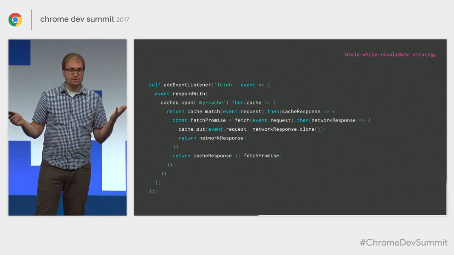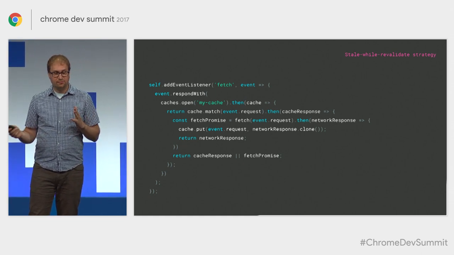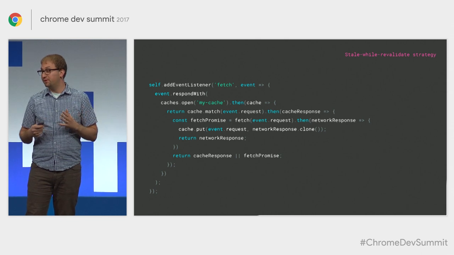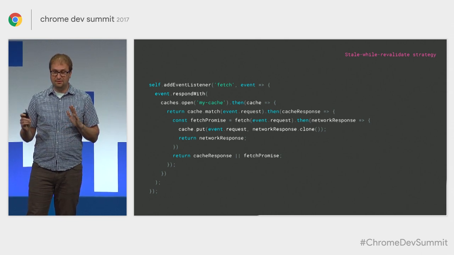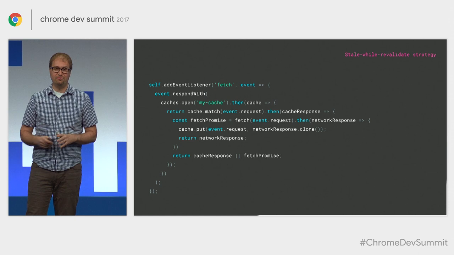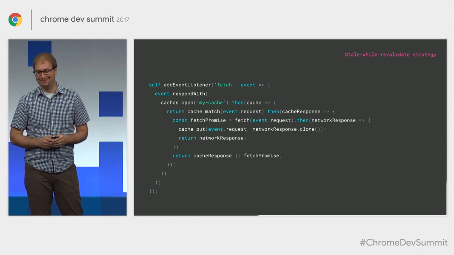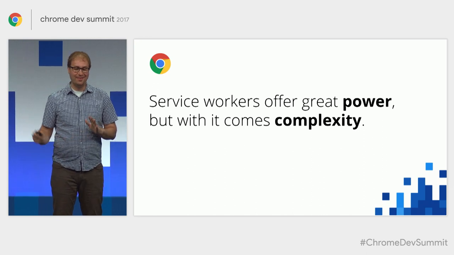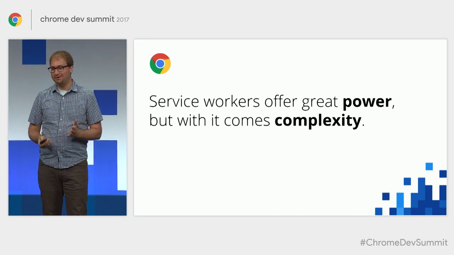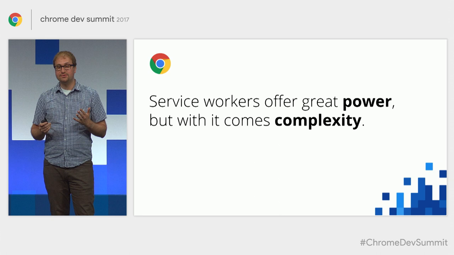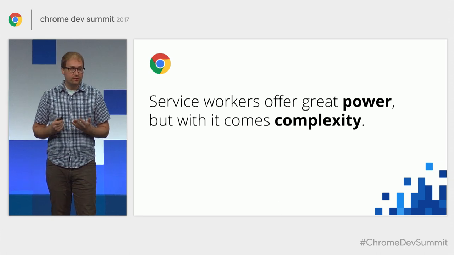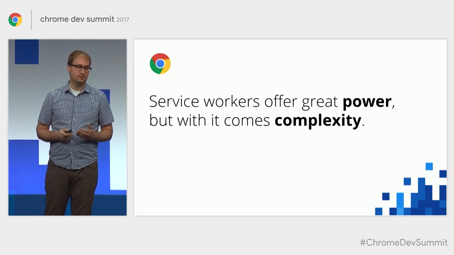So given everything that was going on in that diagram, it's not surprising that the code for a service worker that implements stale while revalidate is significantly more complex. And before you go and take pictures of the slide, I'm going to show you something better. So don't worry about that. And that gets to one of the key points that I want to make. Service workers offer great power, but with that power comes complexity.